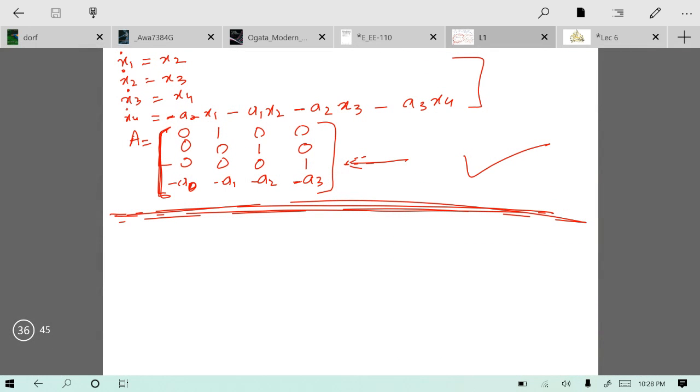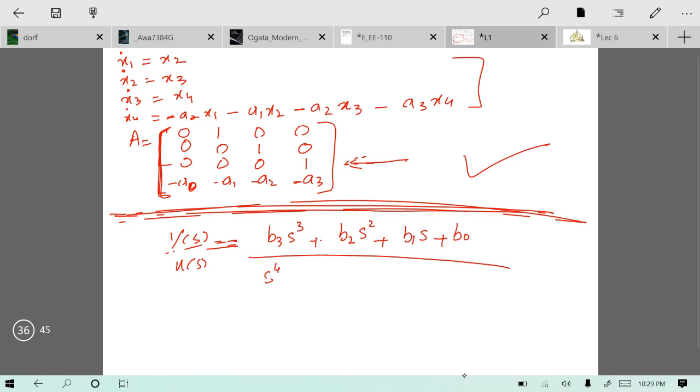Now let's take a few more, somewhat complicated, examples of transfer function to signal flow graph. Let me take another example from your book. I have this equation in front of me, which is Y of s over U of s equal to b3 s cube plus b2 s square plus b1 s plus b naught divided by s4 plus a3 s cube plus a2 s square plus a1 s plus a naught.